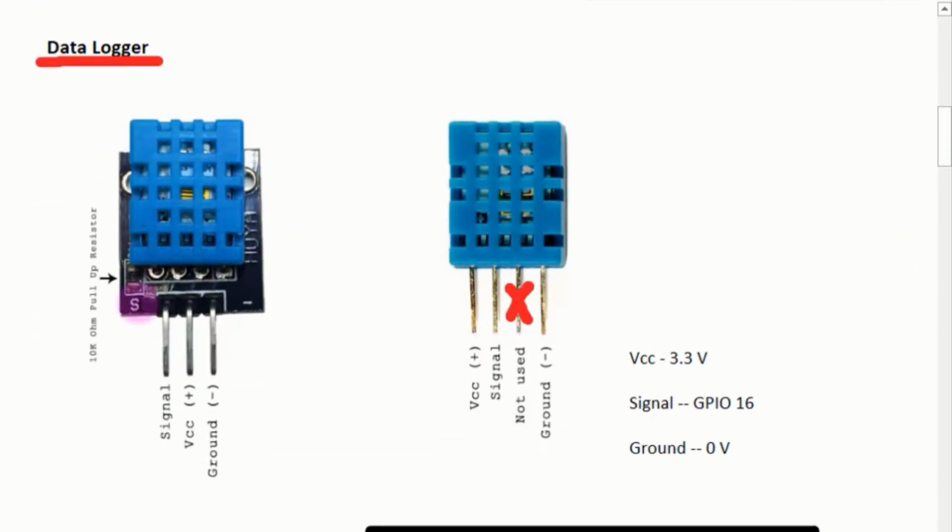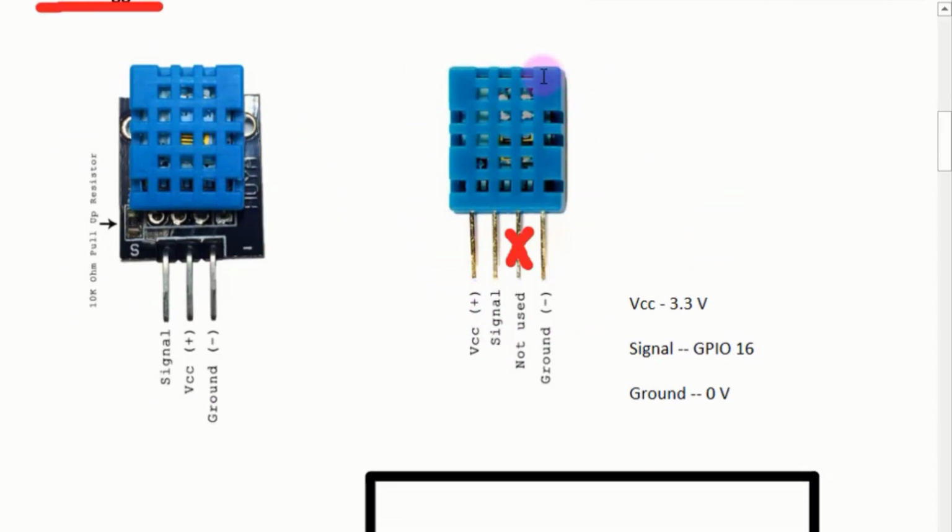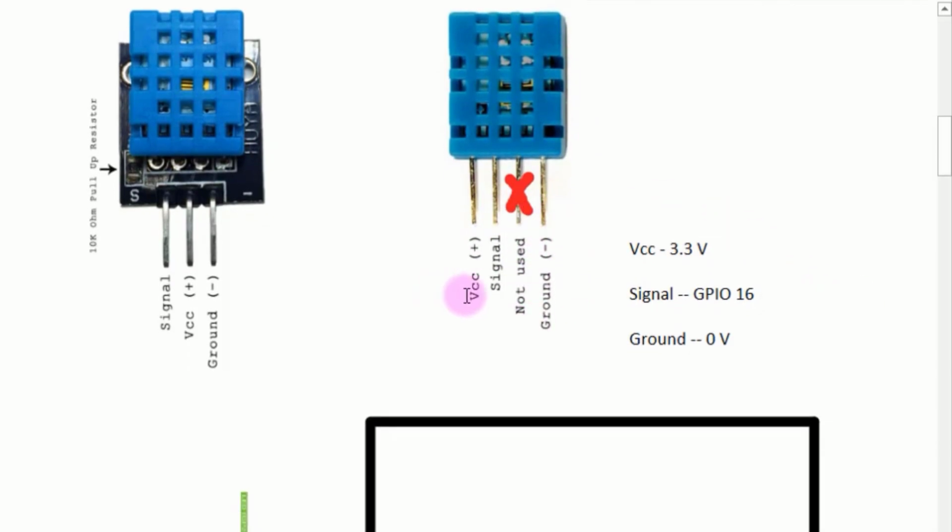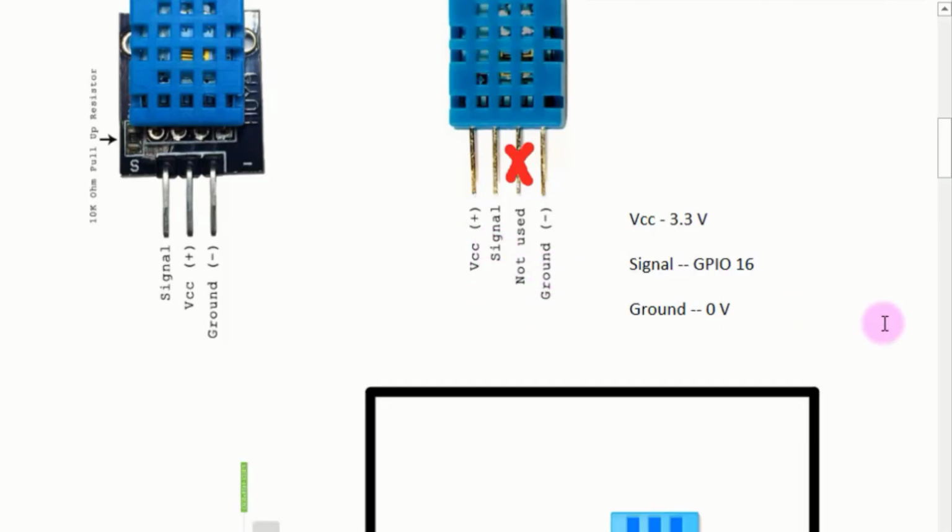So as you can see, this is the DHT11 sensor. It comes in two formats. First one is the 3-pin module and the second one is a 4-pin sensor. I am using this 4-pin sensor. In this, the third pin is not connected and the first pin is connected to VCC, second is the signal pin, and the fourth is the ground pin.